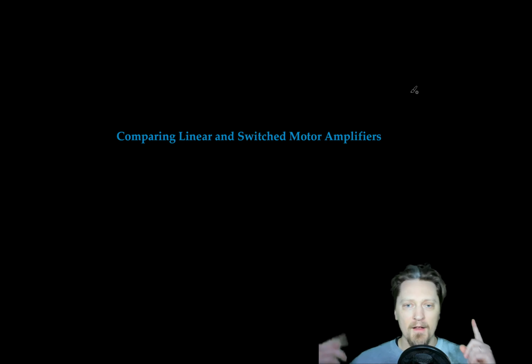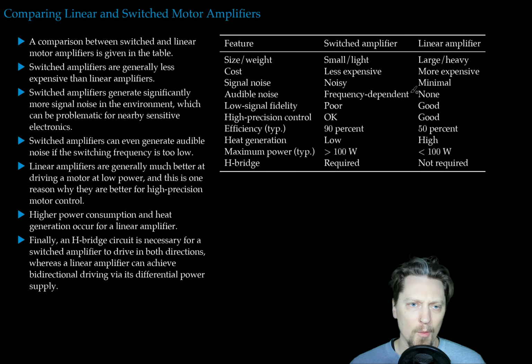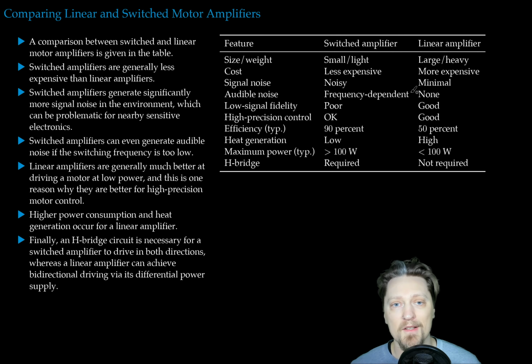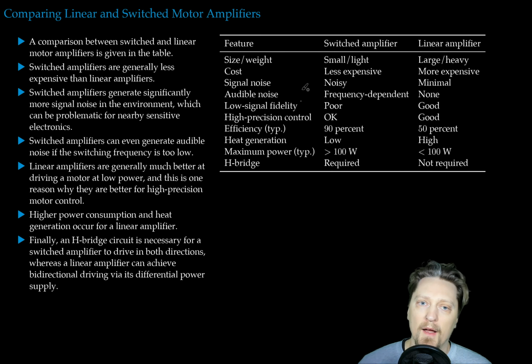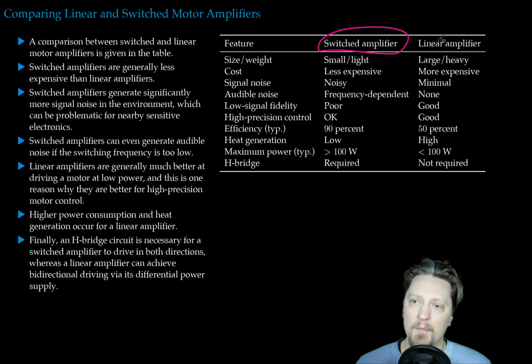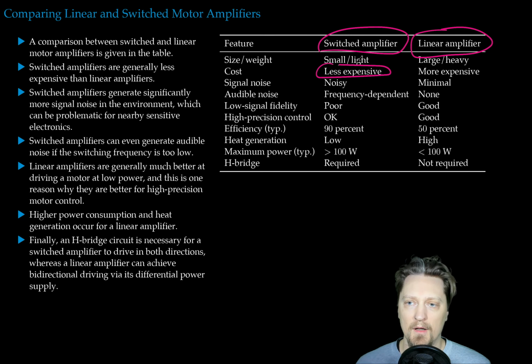Okay, let's compare linear and switched motor amplifiers, which we now understand. A comparison between switched and linear motor amplifiers is given in the table. By feature, in the first column, we have switched amplifiers in the second column and linear amplifiers in the third column. Switched amplifiers are generally less expensive than linear amplifiers. So the switched amplifier is cheaper and the linear amplifier is more expensive.